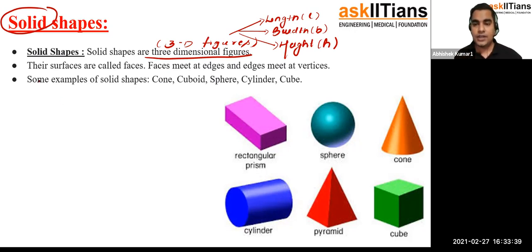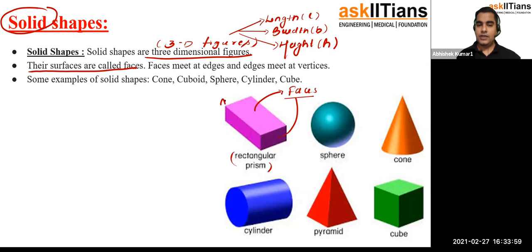Now, what are the other important points that we have? Their surfaces are called faces. So let me take one example here. I'm taking the case of a rectangular prism. So this is one of the faces. Clear? I'm going to name it A, B, C, D. ABCD is one of the faces. DCGT is one of the faces. So these two-dimensional figures which make up your 3D figures are called faces.